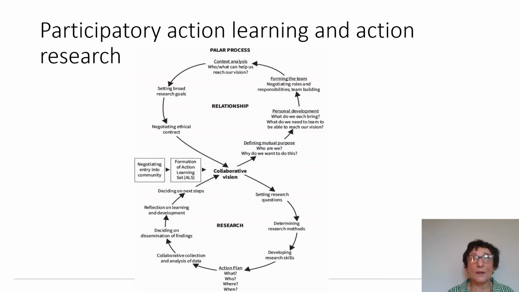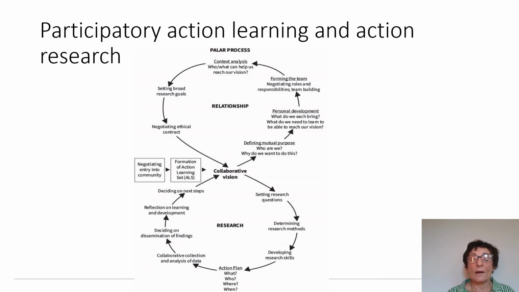And then negotiating the roles and responsibilities, doing a context analysis, community mapping, or something like that, or a SWOT analysis, or a PEST analysis. Who or what can help us reach our vision is the most important thing to focus on. And then setting the broad research goals. Okay, what do we want to achieve through this research? And then negotiating an ethical contract, which is very important. Normally the researcher does the ethics in the university. Community people don't know anything about it. But now we're going in and we're actually negotiating an ethical contract, which we'll come to later on.